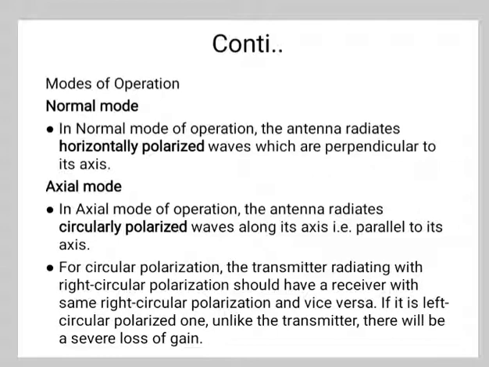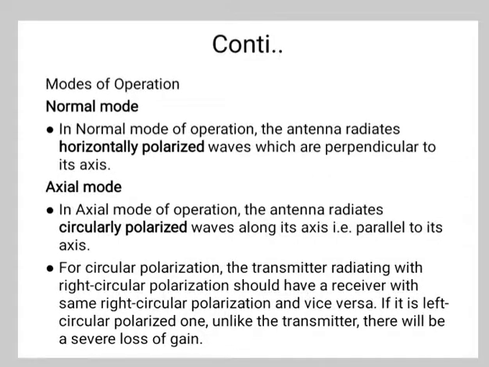Then next is the mode of operation in this type. First is the normal mode. In normal mode of operation, the antennas radiate horizontally polarized waves which are perpendicular to its axis. Next is the axial mode. In axial mode of operation, the antenna radiates circularly polarized waves along its axis, that is, parallel to its axis.